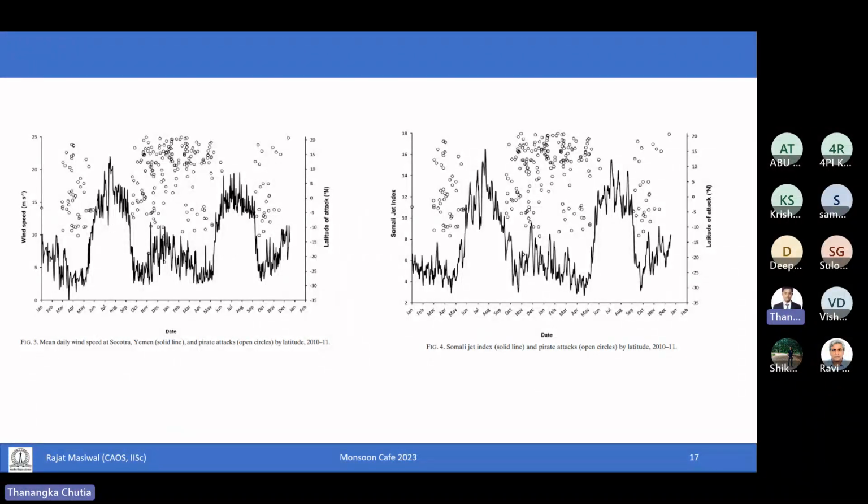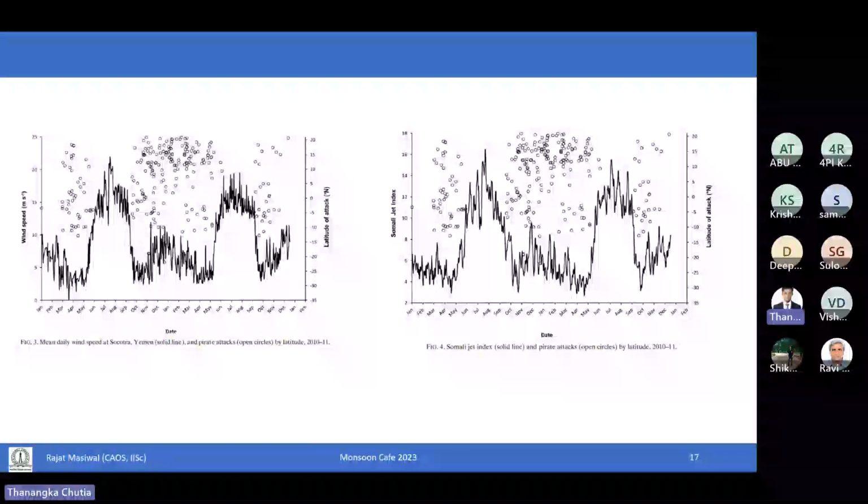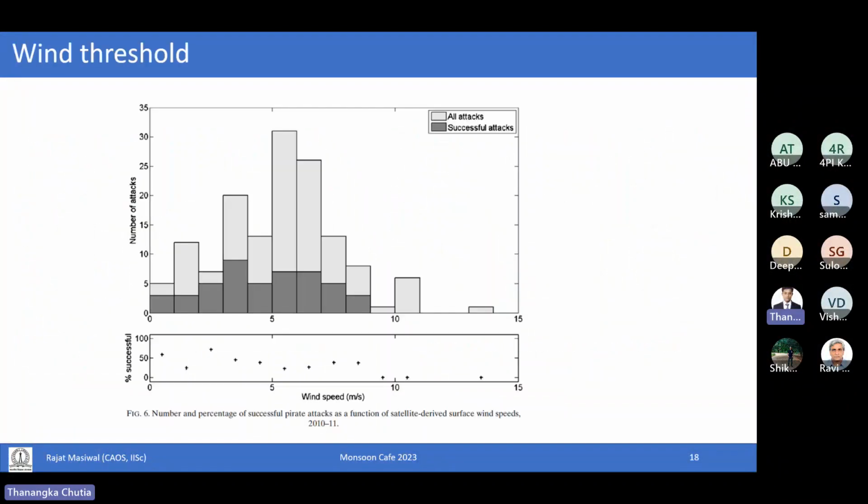Now, if we look at the wind speeds and the latitude of the attacks, it is very clear that when the wind speeds are high, during the summer monsoon season, there are no circles here, which means that there are no attacks. And when the speeds are low, we can see this clustering of all the pirate attacks. This wind speed data was taken from a single station at an island, whereas this is box averaged. And even in this, we can see that the wind speed is similar. So again, during the summer monsoon, the pirates are not attacking the ships.